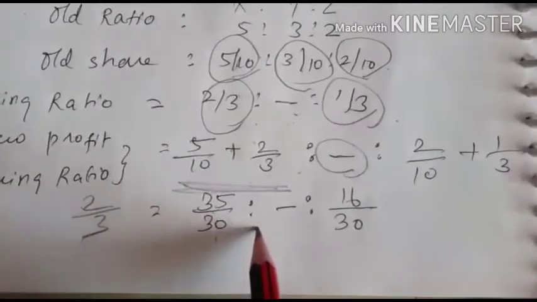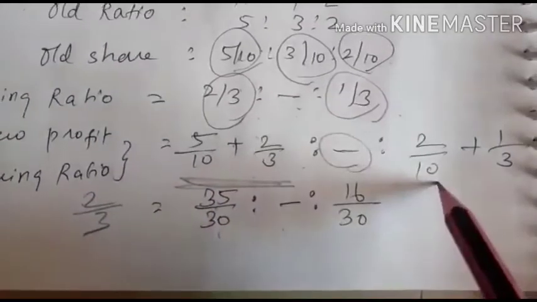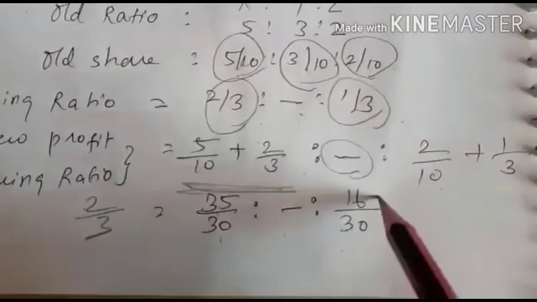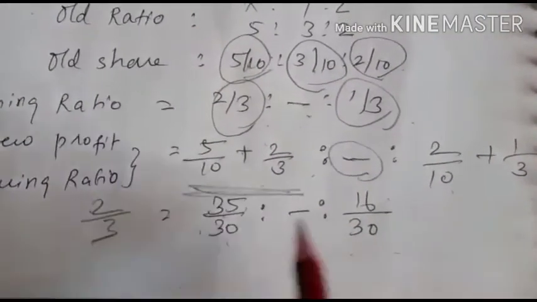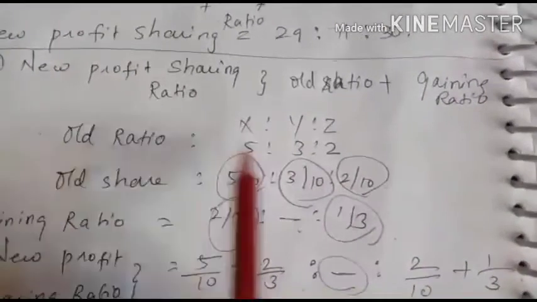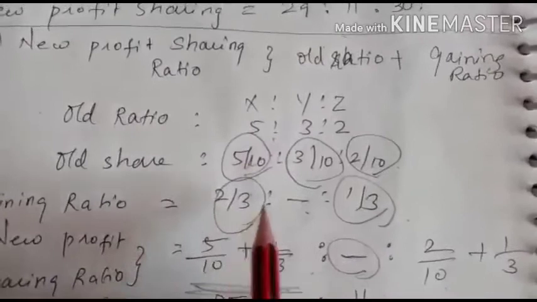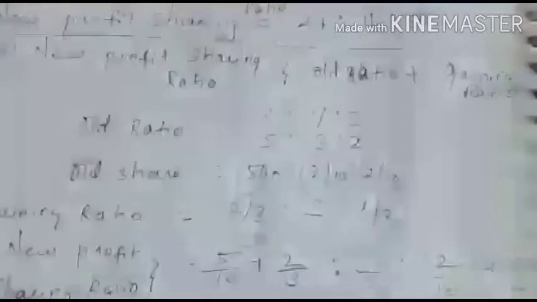For Y, we don't have a share because he is retiring. Then Z's share is 2/10 plus 1/3. The same way, with LCM 30, it is 16/30. So the new ratio is 35/30 to 16/30 because Y is retiring. Their agreed ratio was 5:3:2. Their gaining ratio is from Y's share, which they take as 2/3 and 1/3 for X and Z.